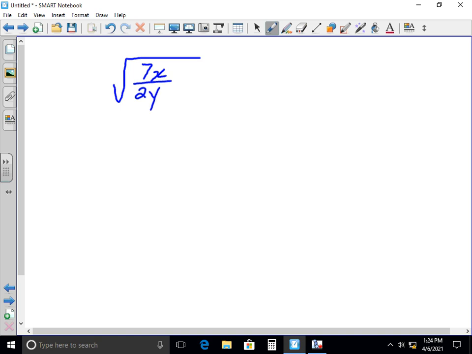And they'll want us to rationalize the denominator. You can wait to change it to two different radicals, or you can go ahead and change it to two different radicals now. Remember, this is the same thing as taking the square root of the top and the bottom separately.